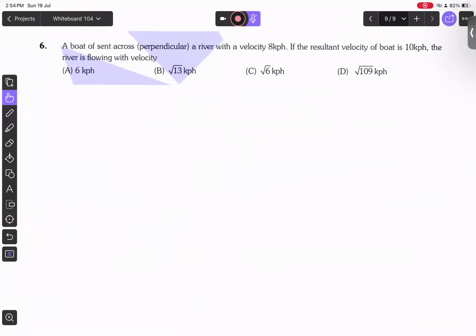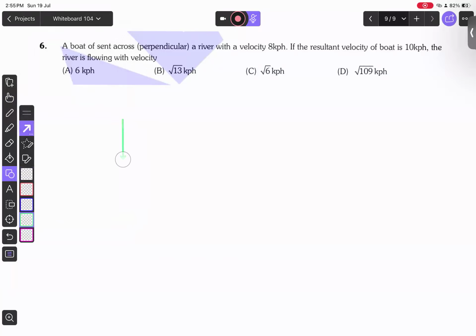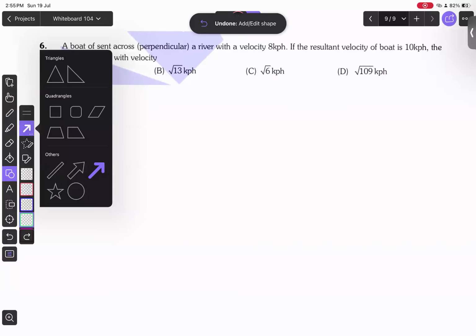The boat is sent perpendicular to the river with velocity 8 km per hour. If the resultant velocity of the boat is 10, then find the river flow velocity. So easy question only, just language it is. So while I draw the figure, you try to solve it, everyone.